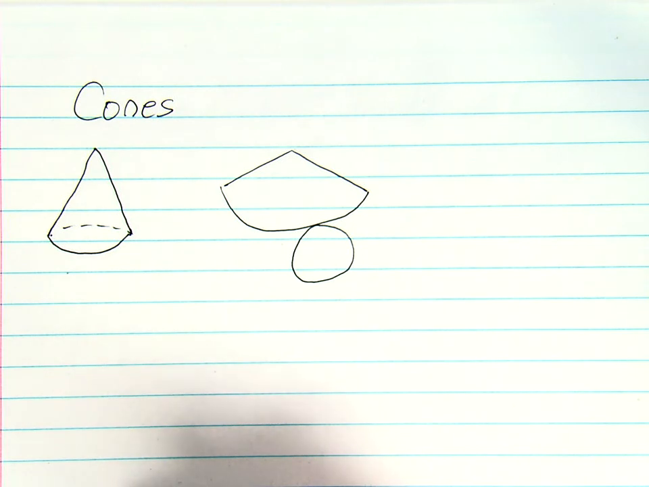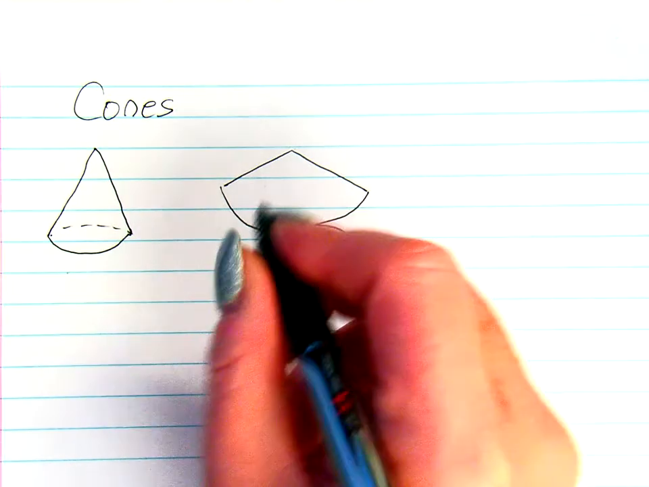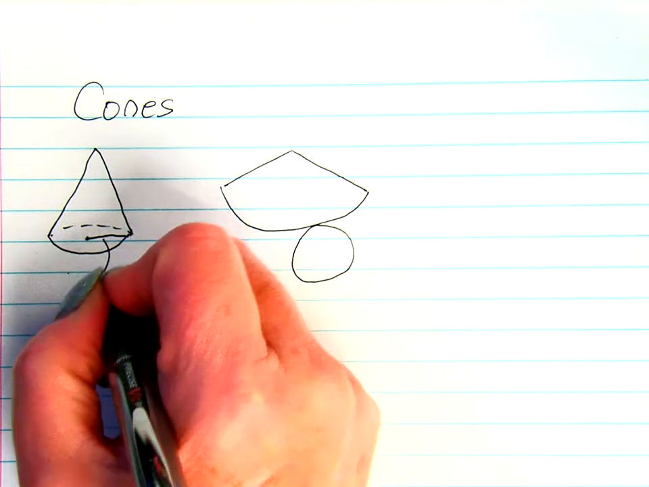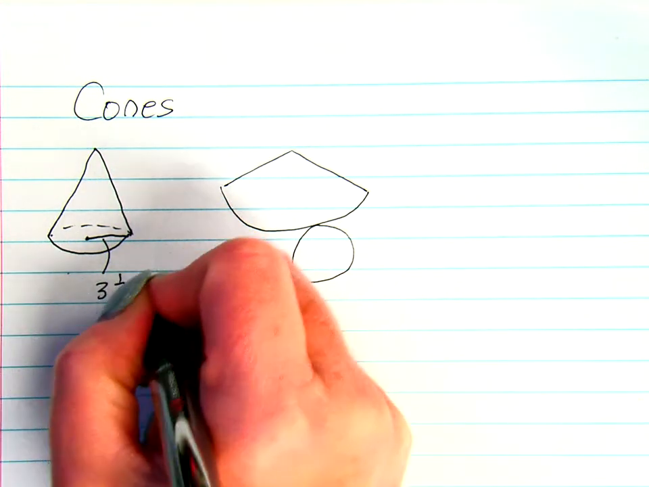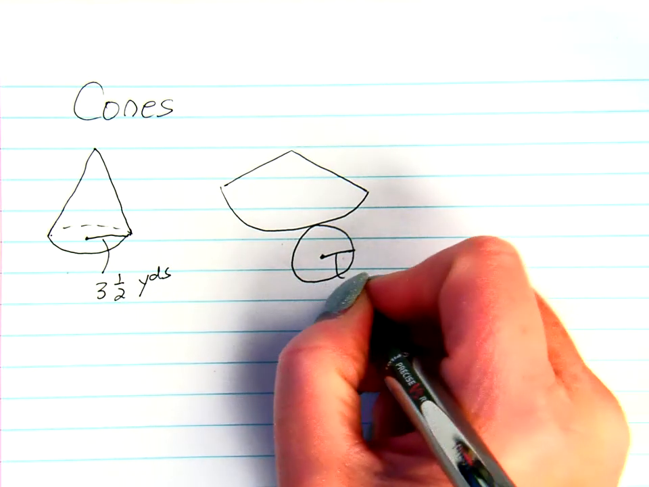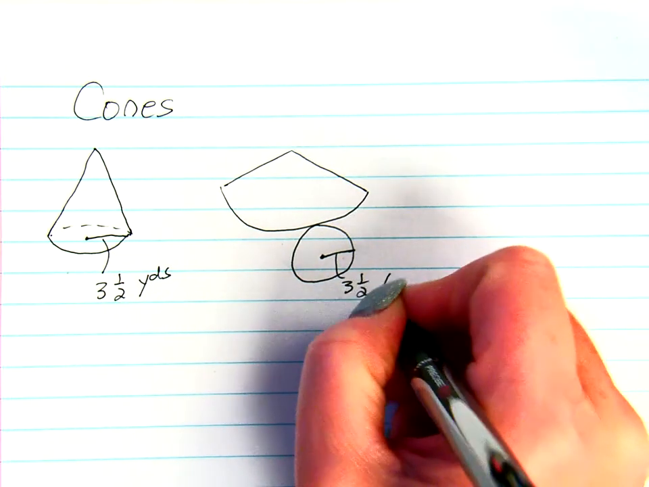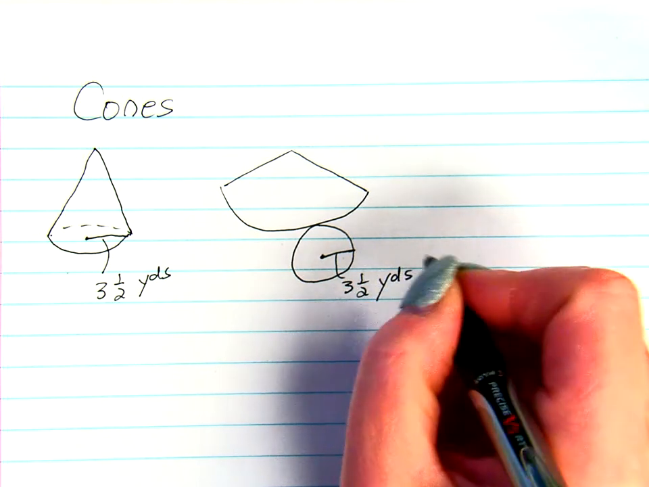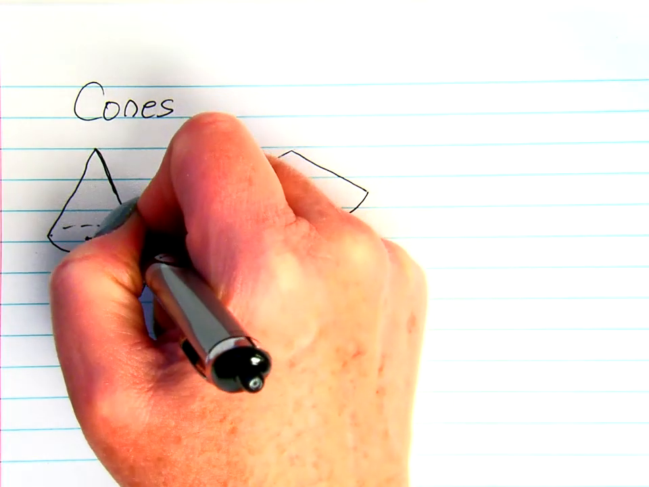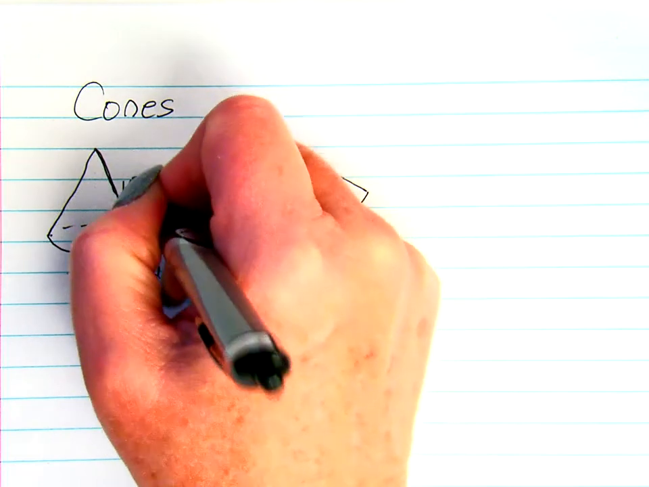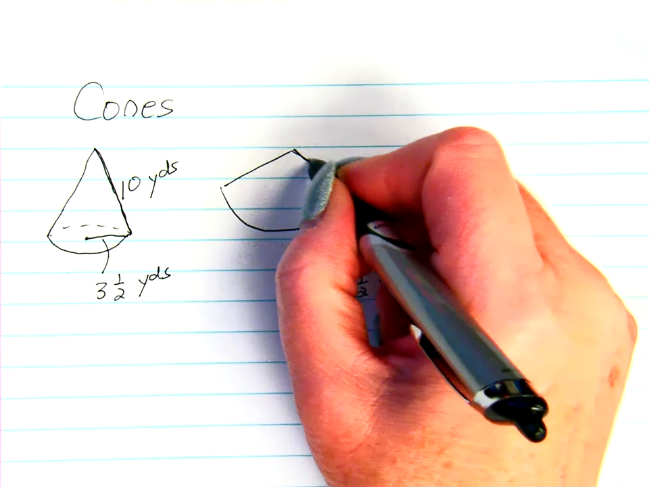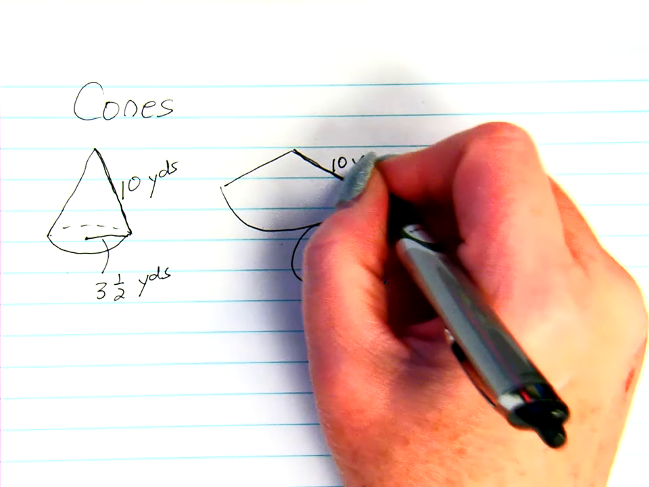So let's say we've got a radius on our cone of 3.5 yards. And I'll put it here also, 3.5 yards. And a slant height of 10 yards. So this here is my slant height. And then you're going to see your slant height right here.